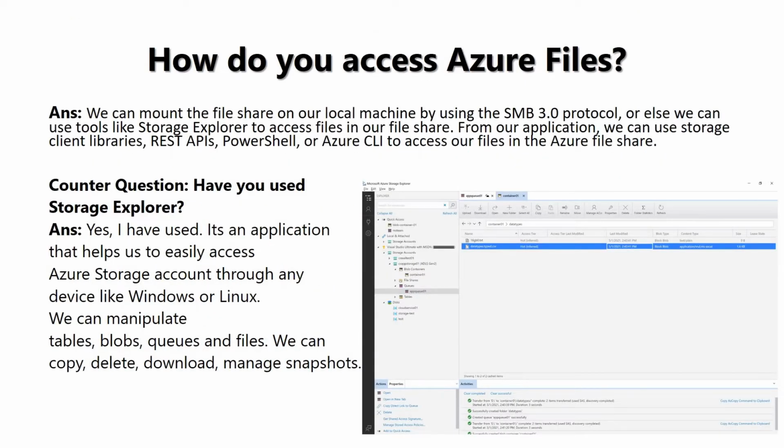Then the next question can be, how do you access Azure files? You should answer in this way, that we can mount the file share on our local machine by using the SMB 3.0 protocol, or else we can use tools like Storage Explorer to access files in our file share. From our application we can use storage client libraries, REST APIs, PowerShell or Azure CLI to access our files in the Azure file share.